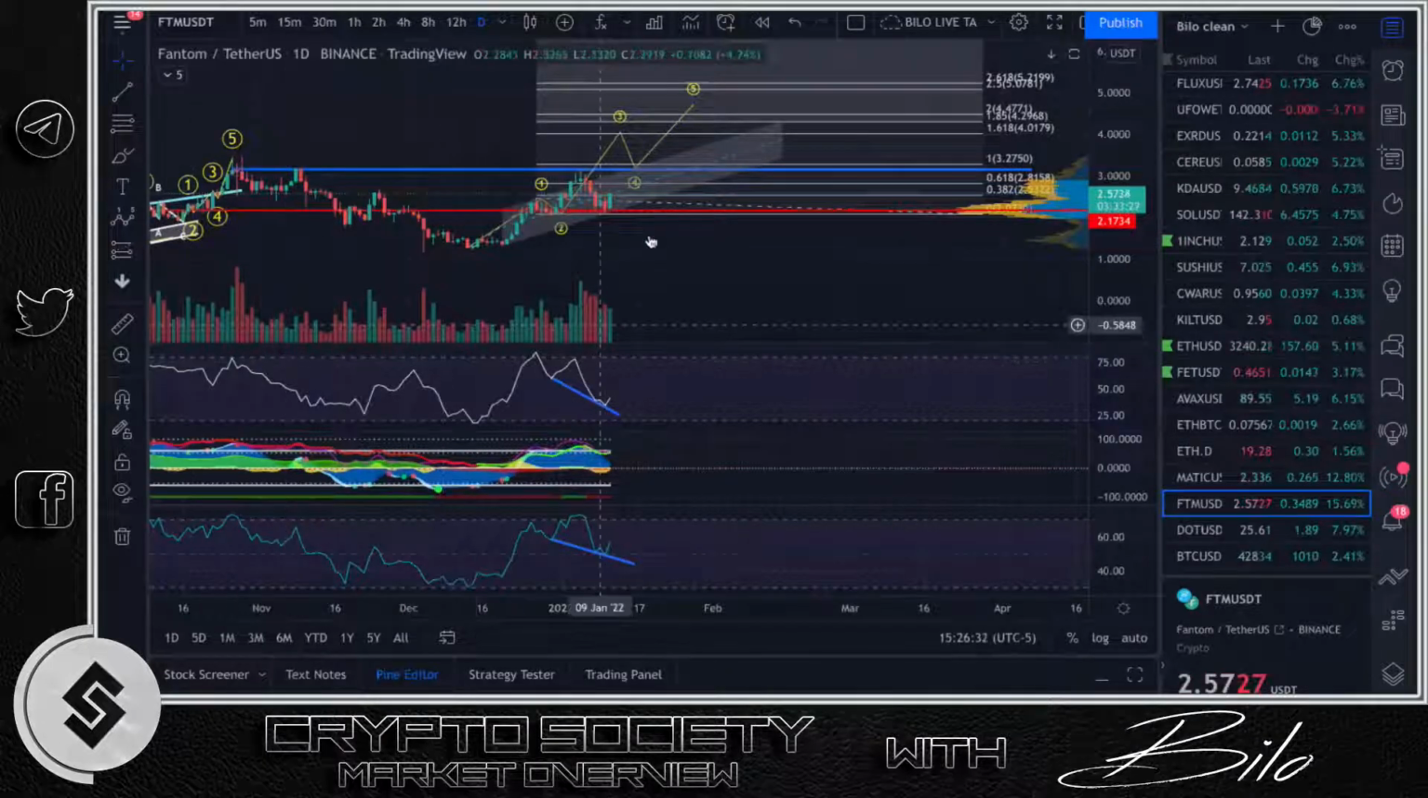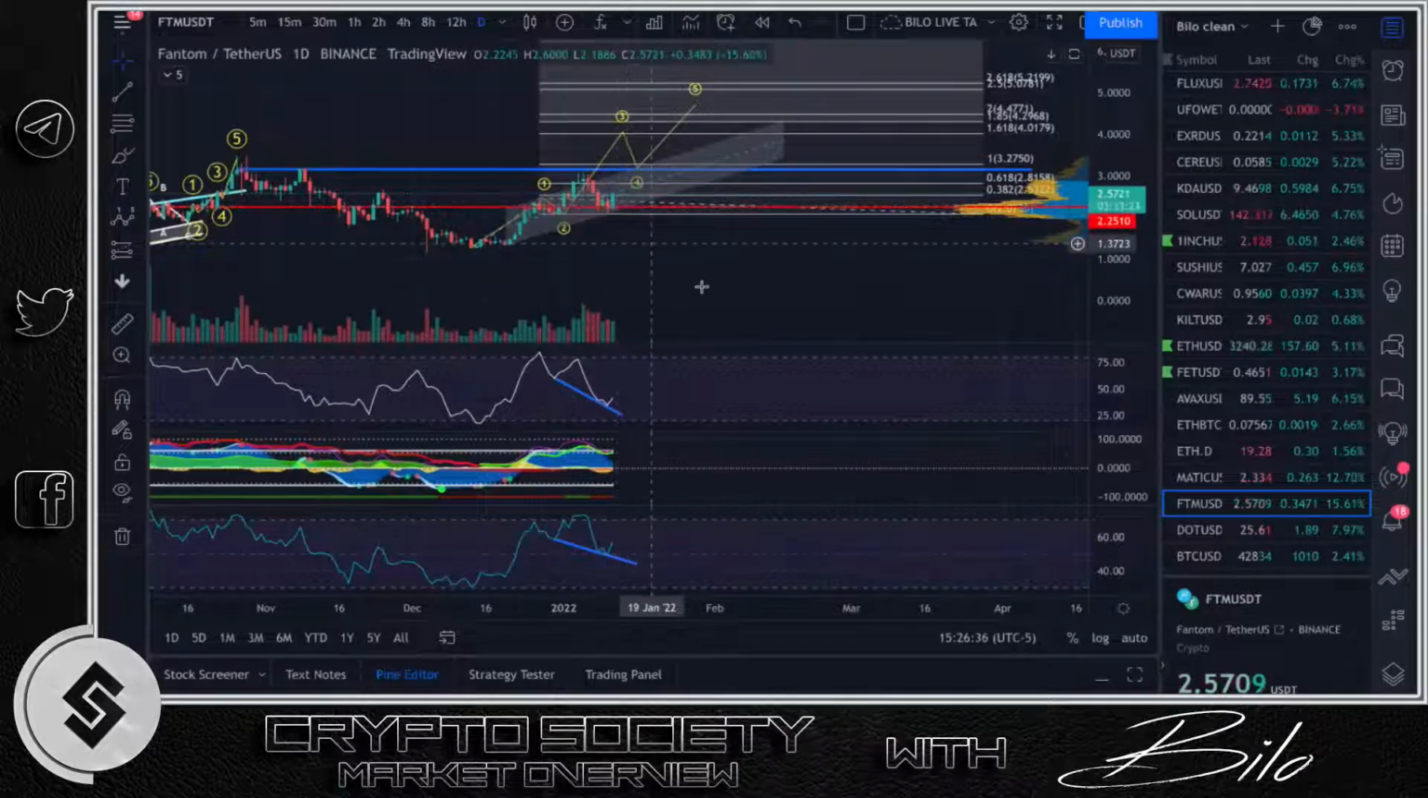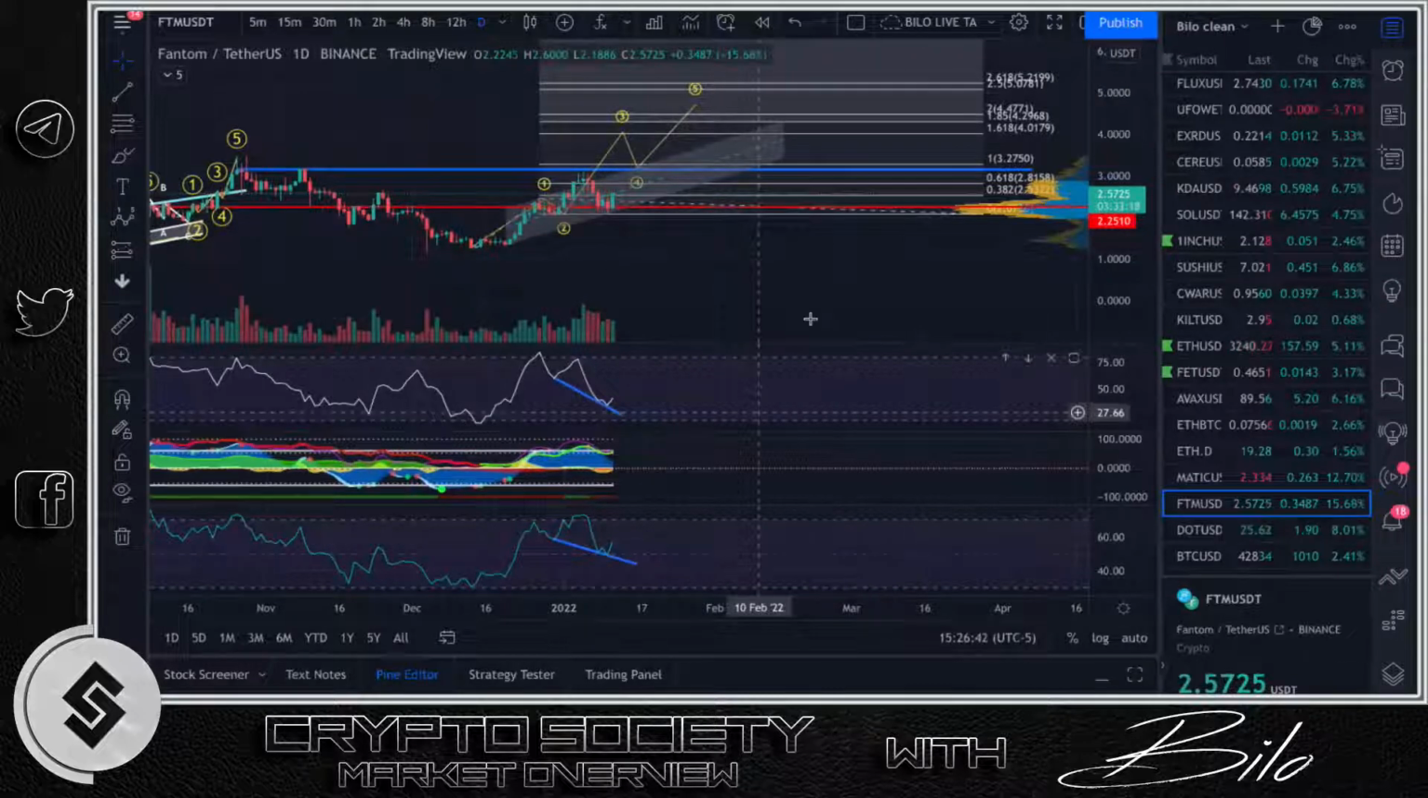But right now, honestly, it's looking very good. I would even go in here, even at this price. Me personally, not financial advice. It's looking very, very bullish right now. Nice.